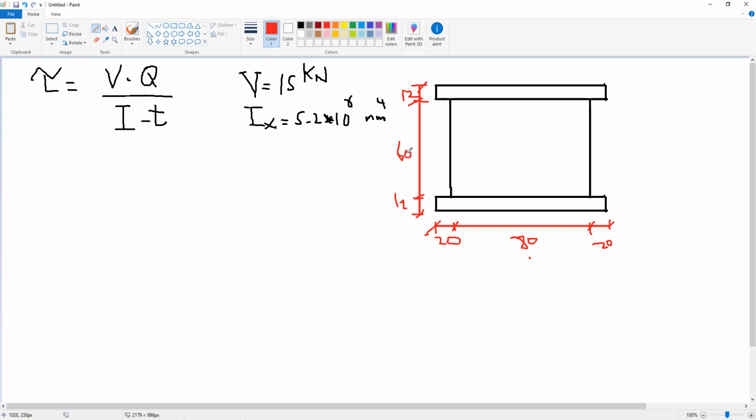Okay, and this is our axis, y-axis, and this is x-axis. This is the centroid, CG.